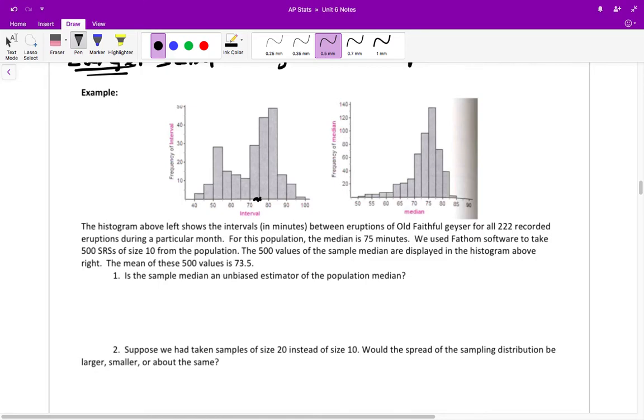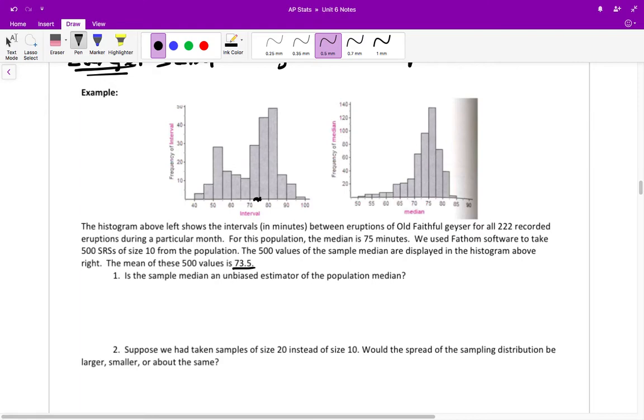We used Fathom software to take 500 simple random samples of size 10 from the population. You can imagine how long that would take if you were doing it by hand. Now, the 500 values of the sample median are displayed in the histogram above and to the right, so the results they pulled together for you are up here. The mean of these 500 values is 73.5.